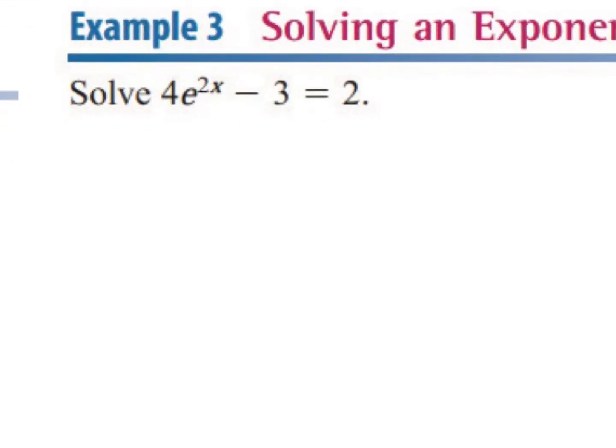All right, so here. Again, I want to try to isolate that number with the exponent, or here in this case, the e with the exponent. So what should I do first? Add the 3. So I have 4e to the power of 2x is equal to 5. What should I do next? Divide by 4. So e to the power of 2x is equal to 5/4.